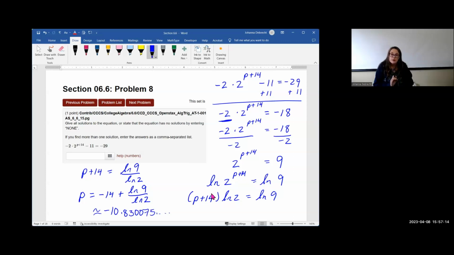So if I want to decide whether or not this works, I can plug it back into the original and see if it gives me the same value. Because the p came from the power, and because we isolated the exponential and had it equal to a positive, it almost certainly does work. But let's go ahead and store it. And then I can do 2 to the power, recall that power, add 14 to it, equals, times a negative 2 equals, minus 11 equals, and I got negative 29. Let's move on to the next problem.